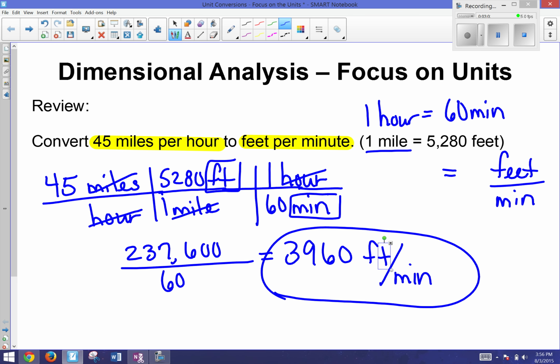And if we're making sense of it, that is understandable. Feet are much smaller than miles, so it's going to take a whole lot more of those. Minutes are shorter than hours, so we're talking about more feet happening over that amount of time.